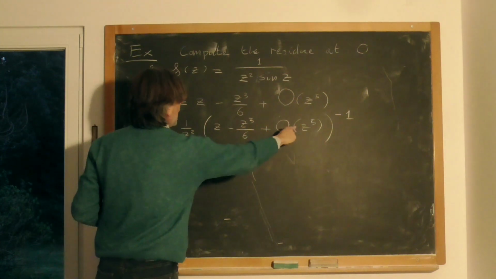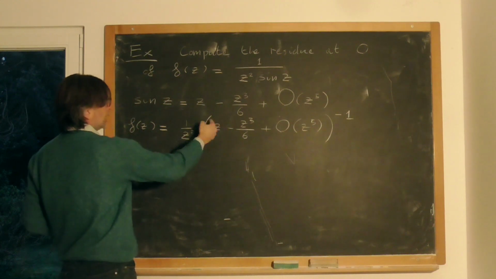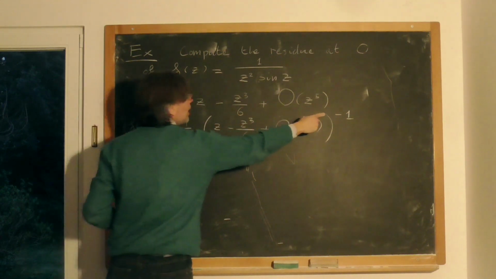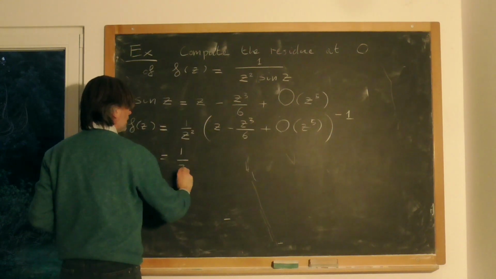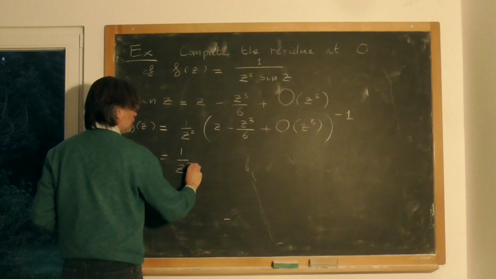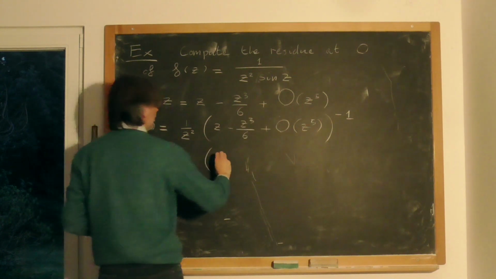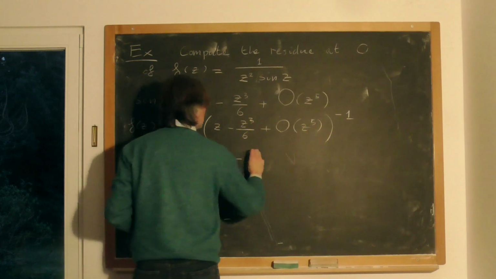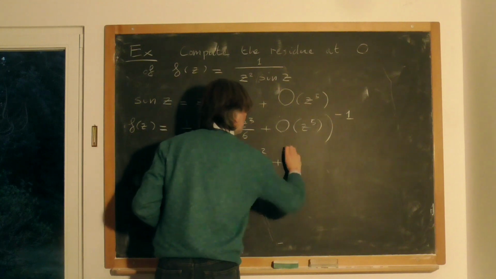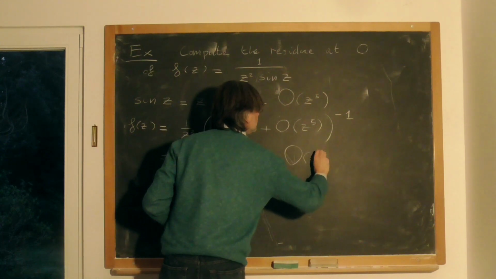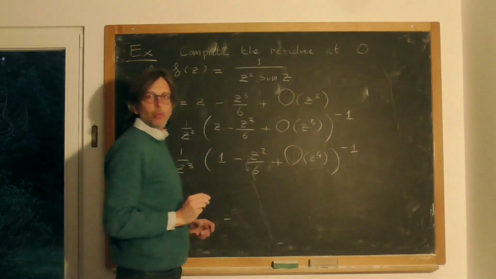So here we can isolate a z and take it out, but since there is a power minus 1, this will contribute, giving us 1 over z to the power 3. And inside we have divided by z, so we have 1 minus z squared divided by 6. And here we remain with a big O of z to the 4. Everything to the power minus 1.